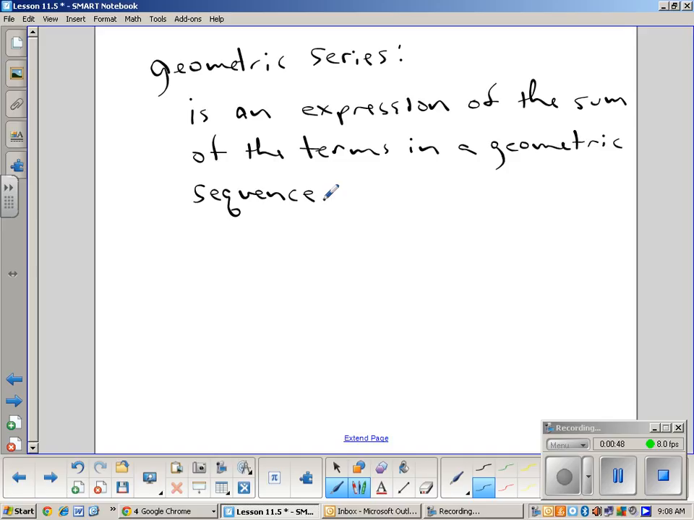Remember, a geometric sequence is found by using a common ratio and multiplying each term each time to get the next term. A geometric series simply means we're going to add all those terms up. So the word series means we're going to add them up. Arithmetic series, we add each time to get the next term. And so an arithmetic series, as we did yesterday, we added all of them up.